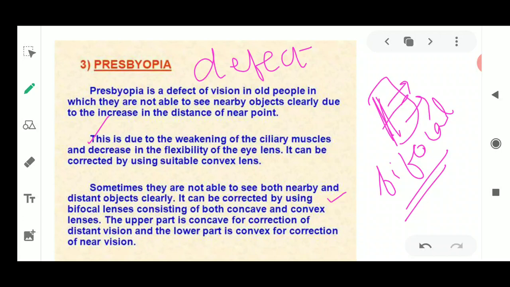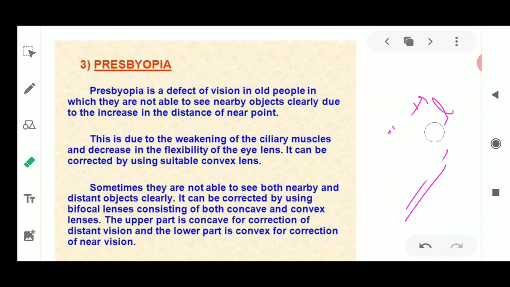Now if you have seen these types of lenses, they are always used in spectacles, and this is exclusively used for treating the eye defect of presbyopia, which mainly occurs in old people, where they are not able to see the nearby as well as far off objects very clearly. So this was about the vision problems. This is presbyopia. Okay, so we have seen the vision problems and how they are going to be corrected, and how we are able to see the image clearly by forming it on the retina.